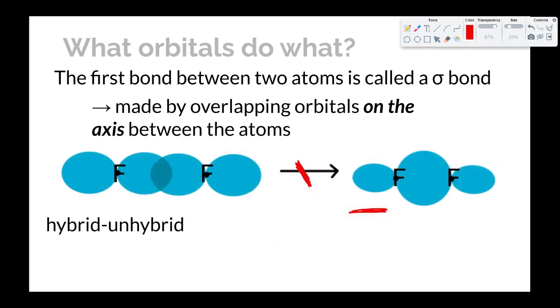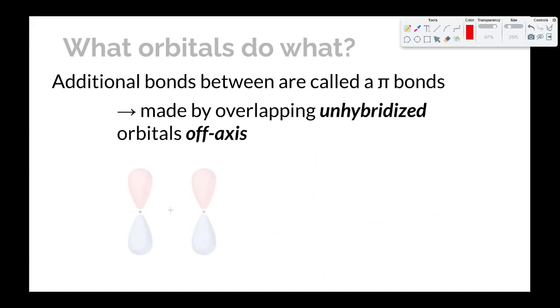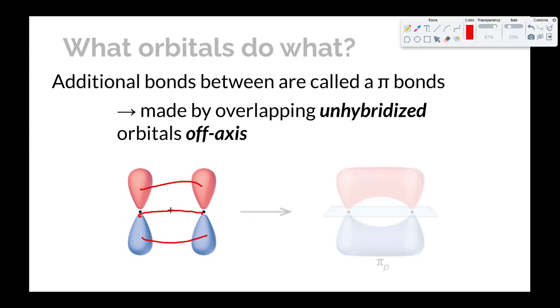And then sometimes there are hybrid orbitals and unhybridized orbitals that overlap with each other. That could also be a possibility. Any additional bonds that are made between atoms are called pi bonds. And these are made by overlapping unhybridized orbitals off axis. The bond is going to have two segments that are off the axis between the two atoms. So here's the axis between the atoms. These are going to overlap here and here, and that's going to make your bond.